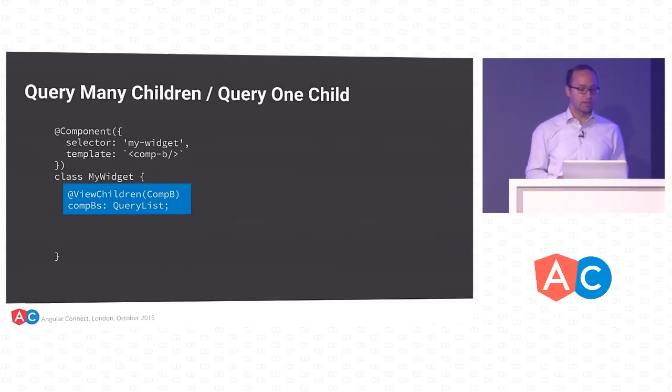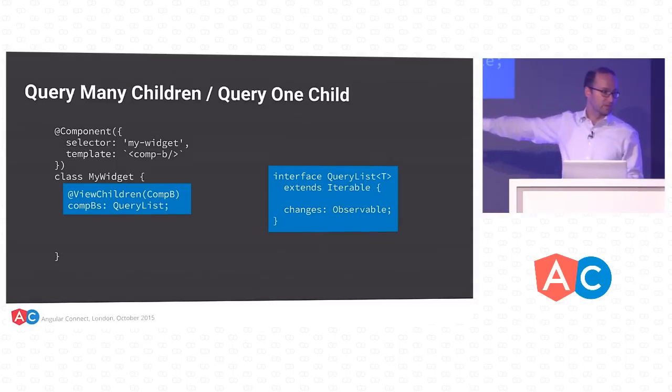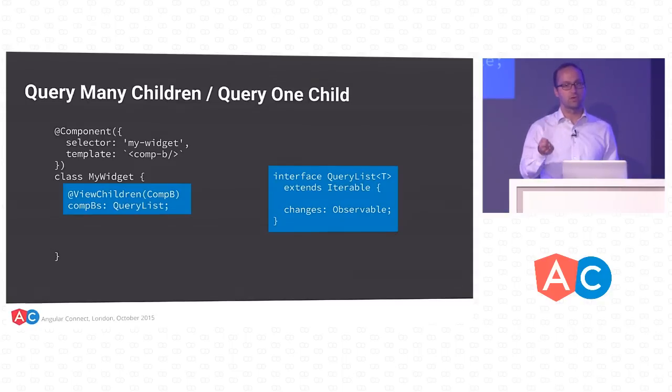And there's one more thing. So this QueryList here, maybe you saw it. It's not an array, right? But it's similar to an array. It's iterable in the sense you could use it in a for-of loop. It implements the iterable interface. And it has an observable property, changes. So you can subscribe to this observable and get notified by Angular when the content changes.